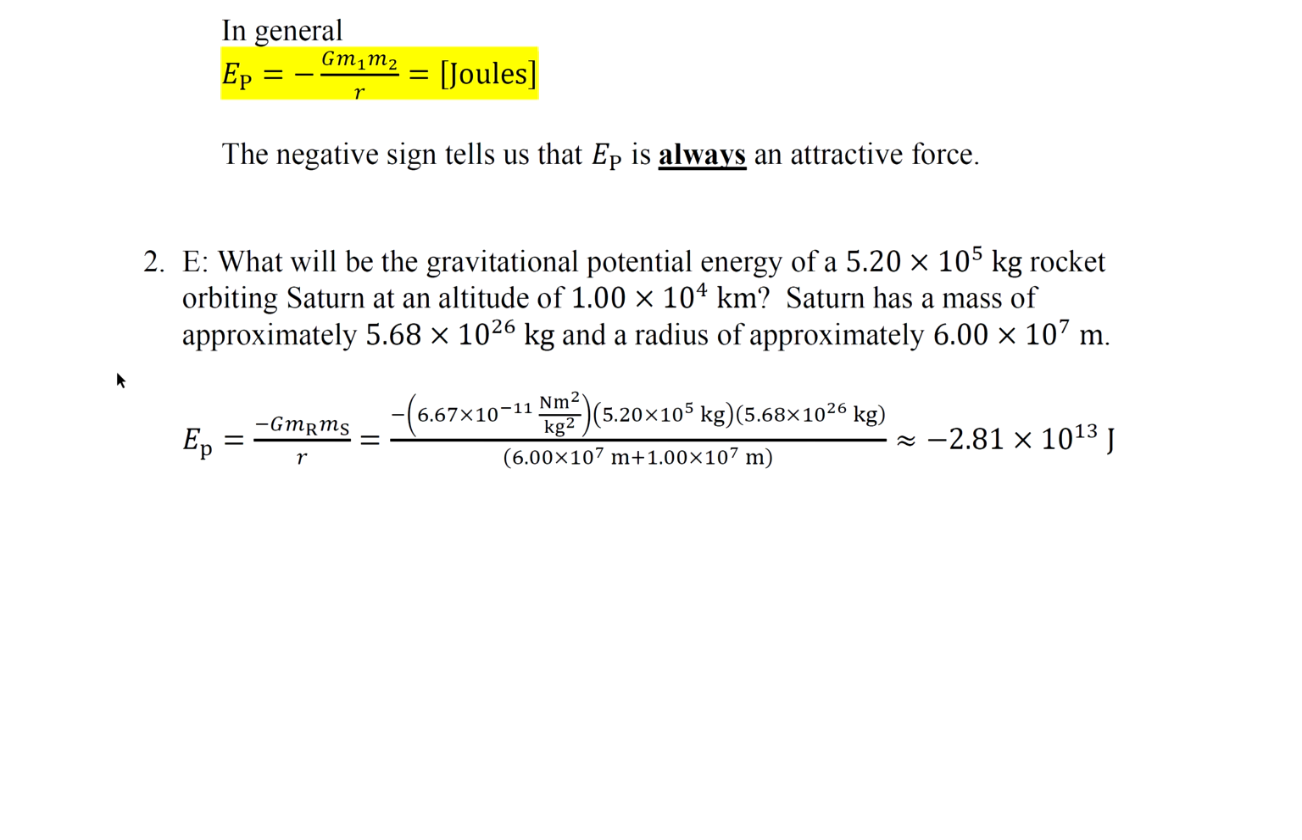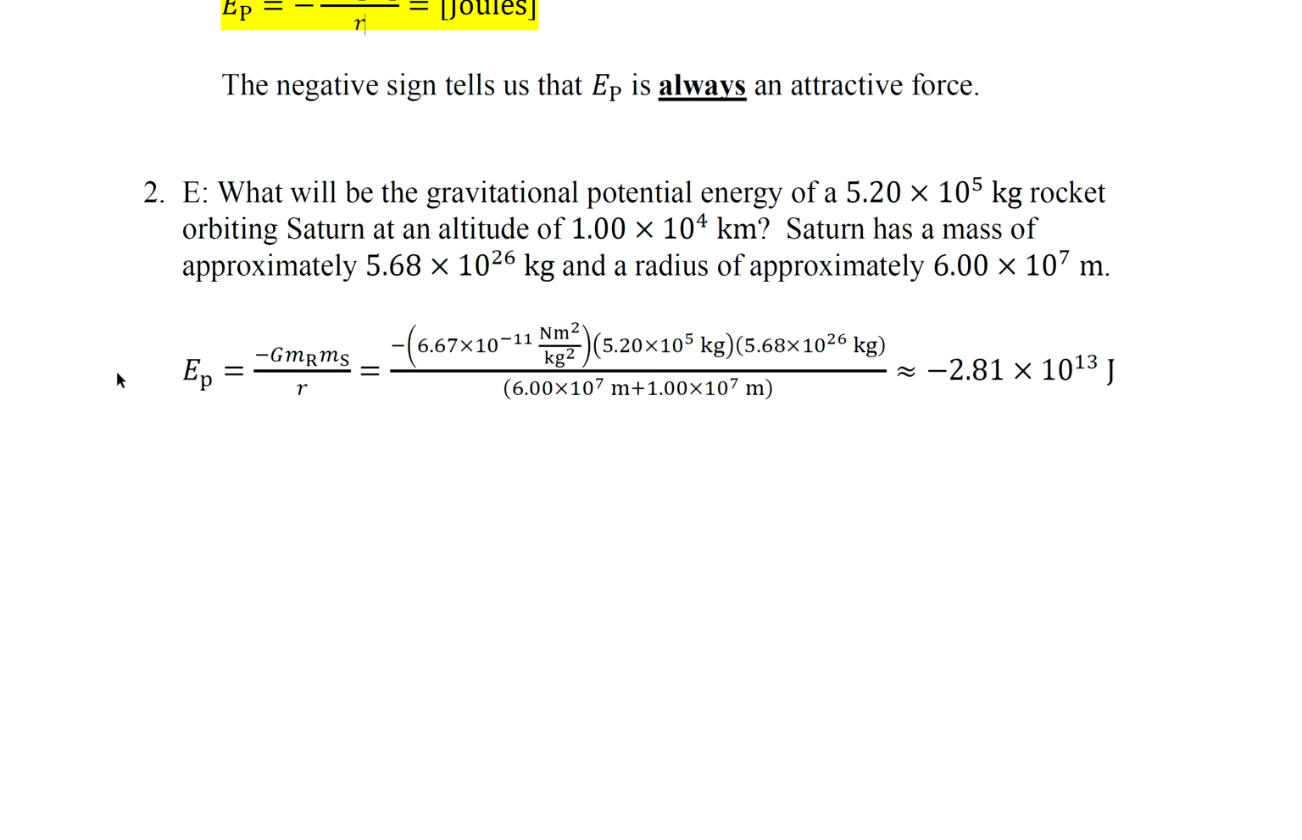Question 2. What would be the gravitational potential energy of a 5.2 times 10 to the 5 kilogram rocket orbiting Saturn at an altitude of 1 times 10 to the 4 kilometers? Saturn has a mass of approximately 5.68 times 10 to the 26 kilograms and a radius of approximately 6.00 times 10 to the 7 meters. So you could just plug in all the values and you get a solution. Now notice what r is. r is the distance from the center. It's not the distance from the surface.